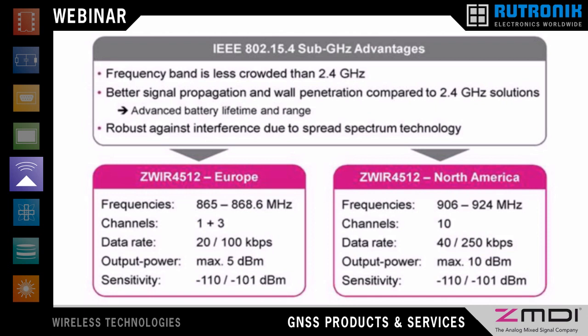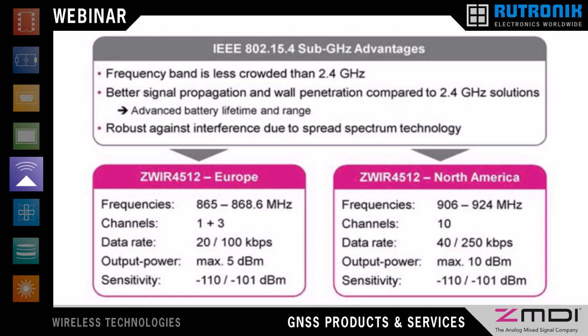Here you can see a picture of our module. Our module consists of a transceiver and a microcontroller. We are using a 32-bit ARM Cortex-M3 microcontroller with 256 kilobyte flash and 48 kilobyte RAM. And this microcontroller can run up to 64 MHz.